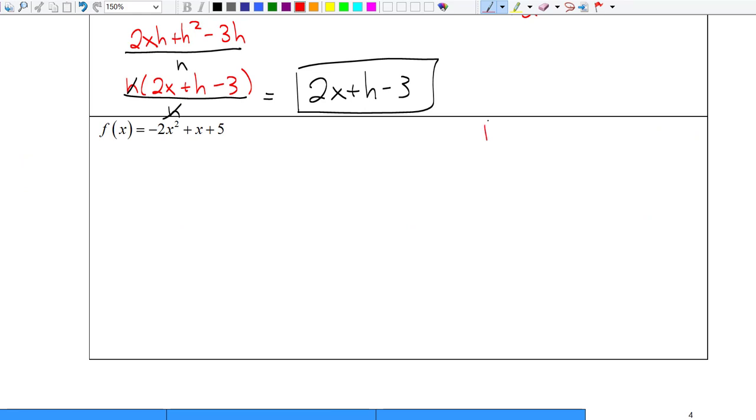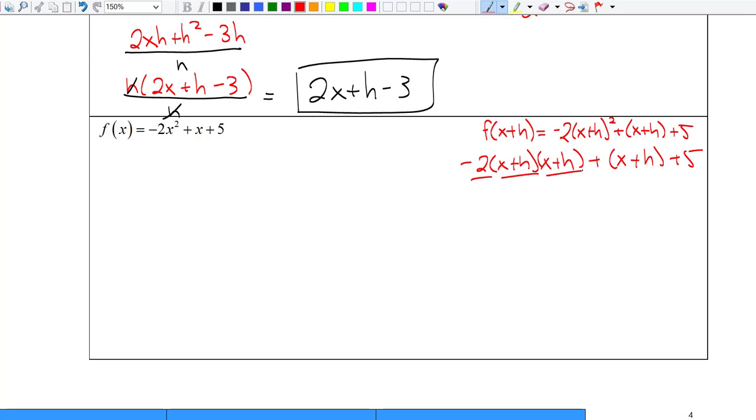Again, I'm going to start with the red, f of x plus h, and I'm going to work that out. We have negative 2 times x plus h squared plus x plus h plus 5. So when I'm trying to evaluate this, I'm going to take the negative 2 times x plus h times itself, x plus h. Anytime you have a binomial squared, you need to write it out twice.